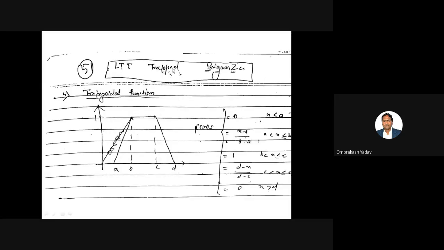LTT trapped Briganza. LTT trapped Briganza.